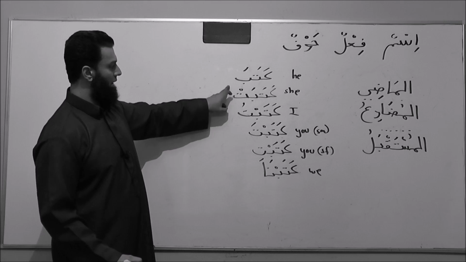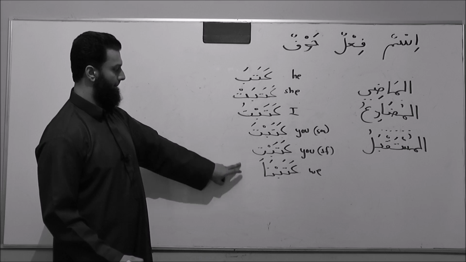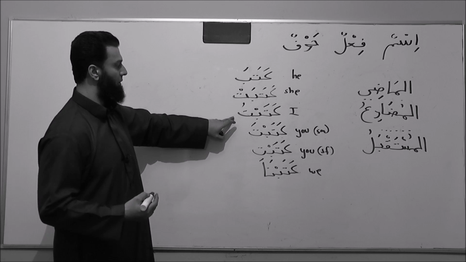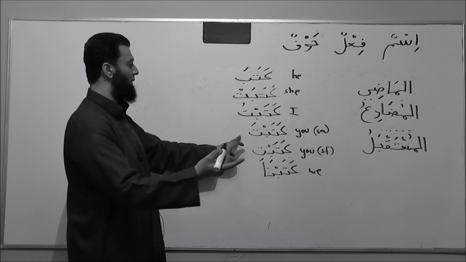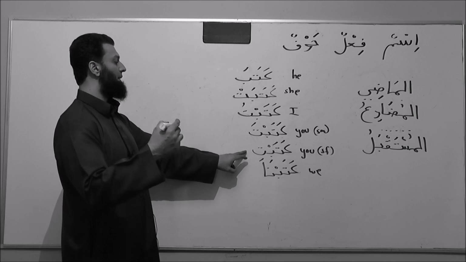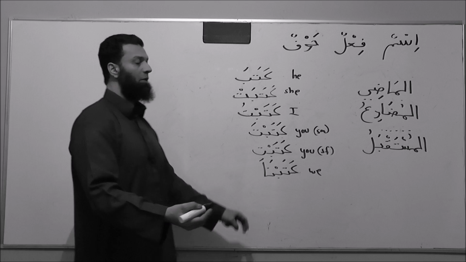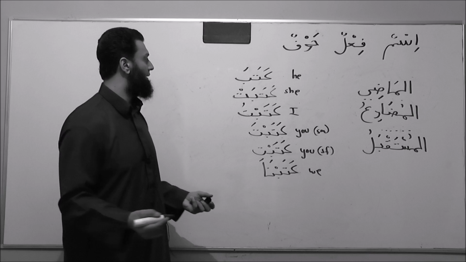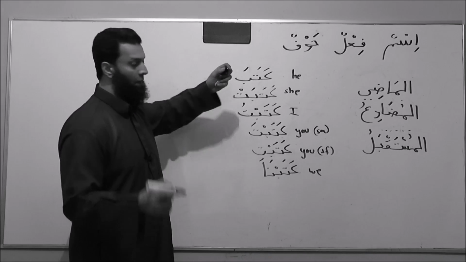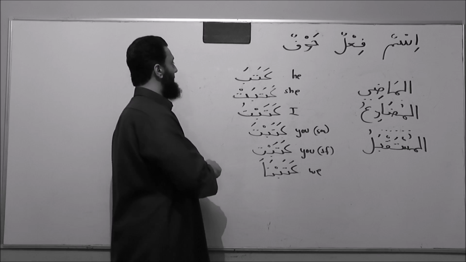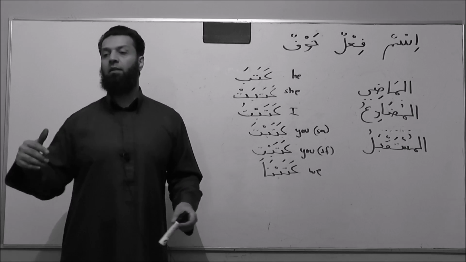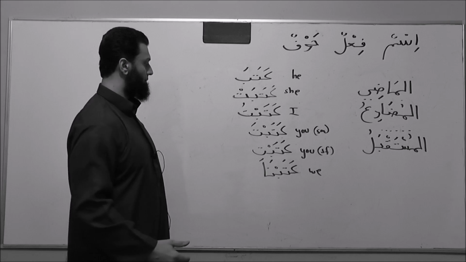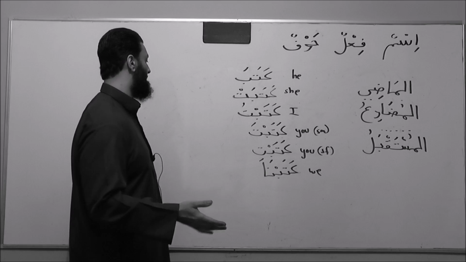So those are the singular. Kataba, he wrote. Katabat, she wrote. Katabtu, I wrote. Katabta, you wrote, single male. Katabti, you wrote, single female. And katabna, we wrote, which of course isn't singular, but it's very easy, inshallah, to remember. Now note, the important point to remember here is that al-madi is quite simple because it changes in the same way, regardless of which verb you have.